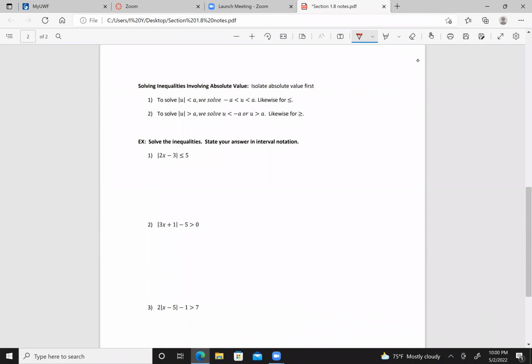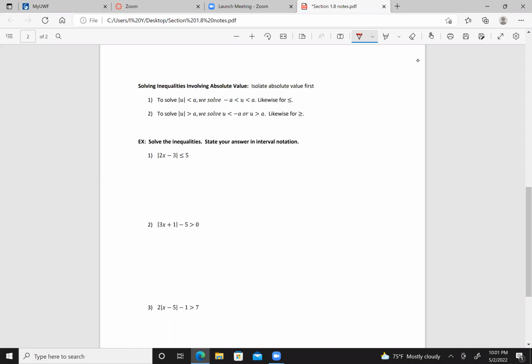Okay, now, inequalities. Again, we're going to isolate the absolute value first. Then if we have the absolute value of u is less than a, we solve the combined inequality: negative a is less than u is less than a. This is the same for less than or equal to. To solve the absolute value of u greater than a, we solve u less than negative a or u greater than a. Likewise for greater than or equal to.